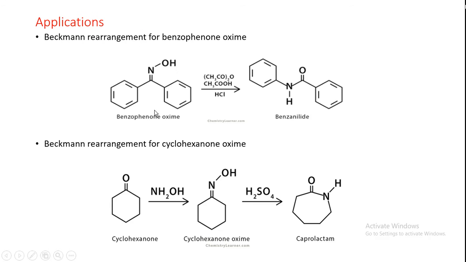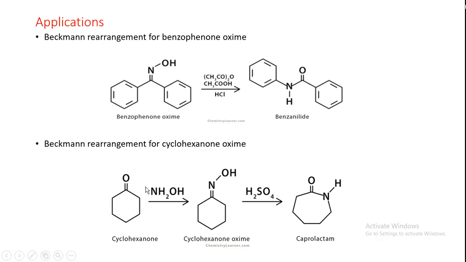Okay, so applications of Beckmann rearrangement of benzophenone oxime. So here you see benzophenone oxime, you use acetic acid, okay, in acidic HCl, so it will form benzanilide. Okay, NHCO, that means CONH amide, from oxime, C double bond NOH, to amide. The next Beckmann rearrangement for cyclohexanone oxime.